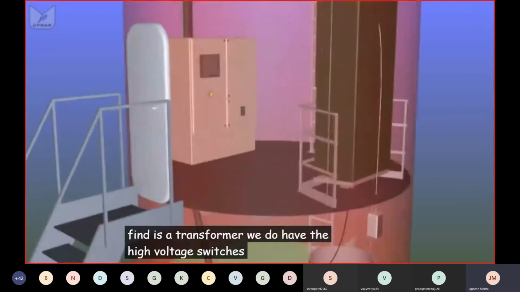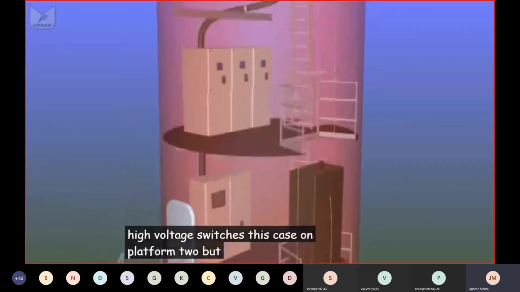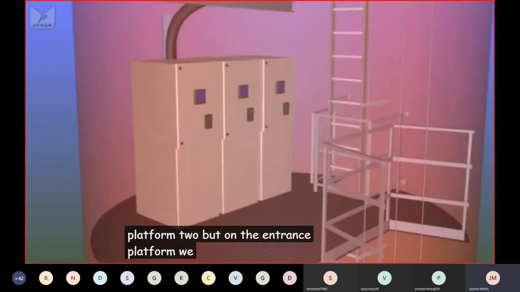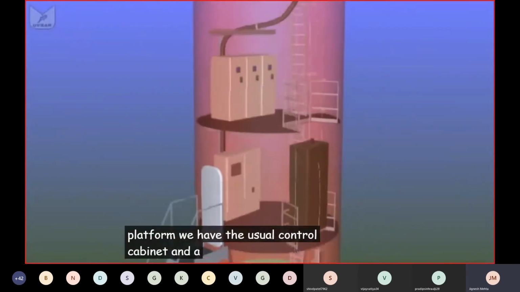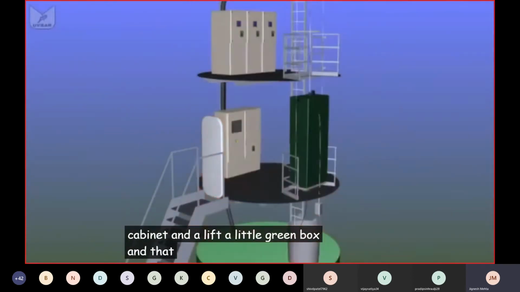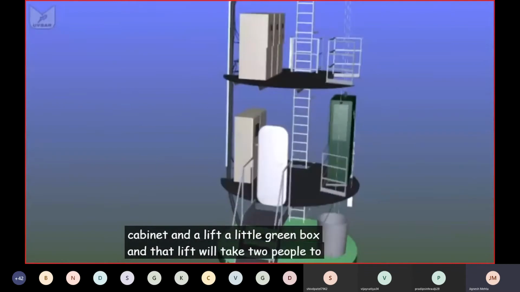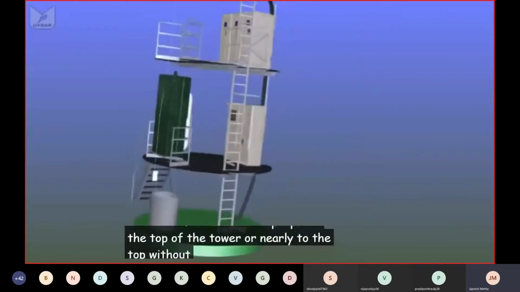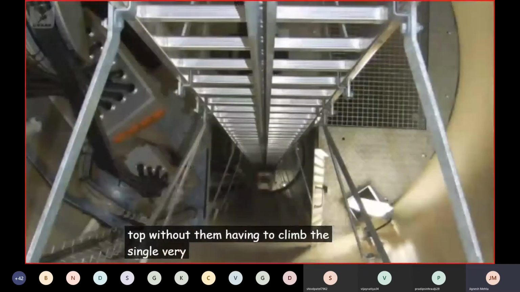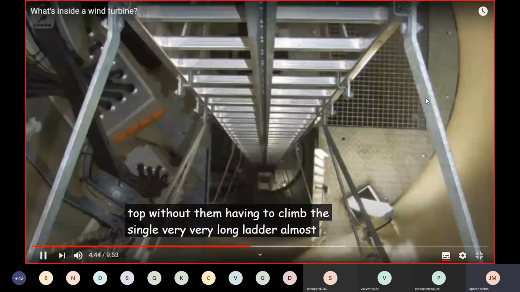We do have the high voltage switches, in this case on platform 2, but on the entrance platform we have the usual control cabinet and a lift, a little green box. And that lift will take 2 people to the top of the tower, or nearly to the top, without them having to climb the single, very, very long ladder.